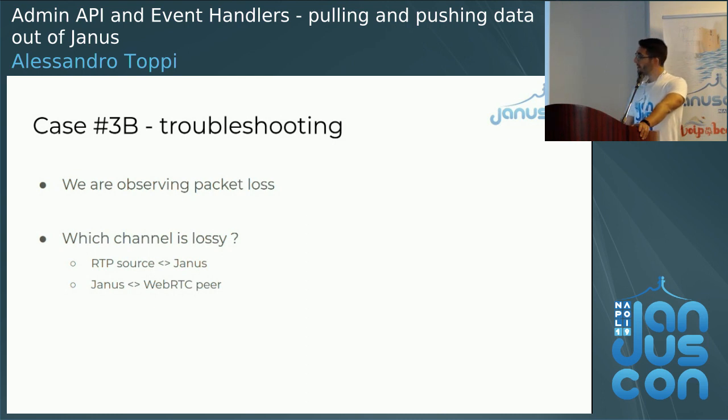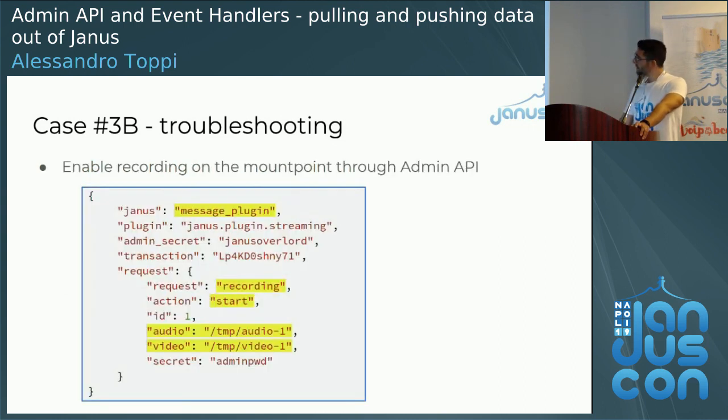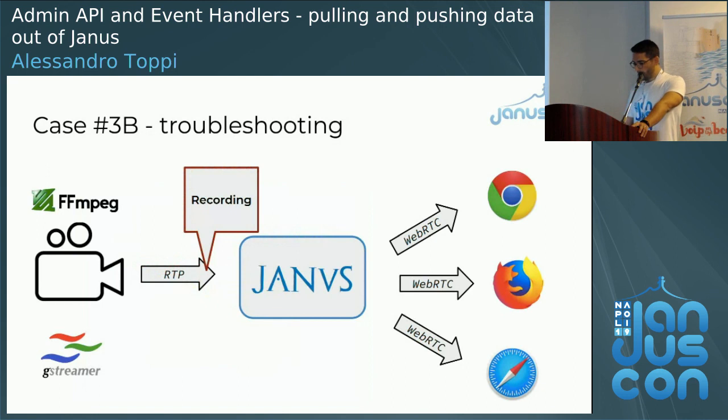It might be the channel between the RTP source and Janus, or maybe the channel between Janus and the WebRTC client. And we need to discover this. So we again use a specific message directed to the streaming plugin called recording start, where we just start the recording and we tell Janus where to put this recording, so the audio and video streams. So we are recording on the left side of the graph. We are taking a recording of the inbound traffic.